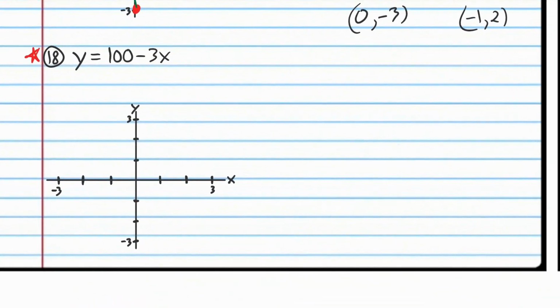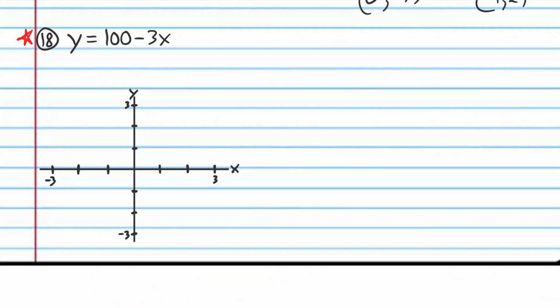All right, so for number 18, we have a slightly different situation here. Notice the 100. That means that it's going to be extremely difficult to graph this unless we change the scale. So I'm going to take these 3s and change them to 300s. I'm going to erase those on the graph, and write 300 here, and -300. So each one of these divisions is 100.